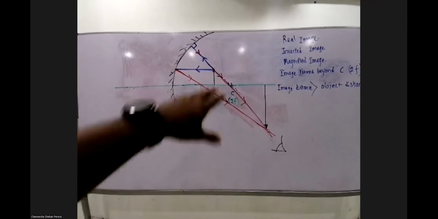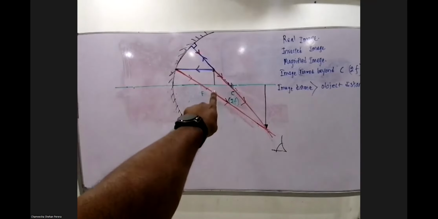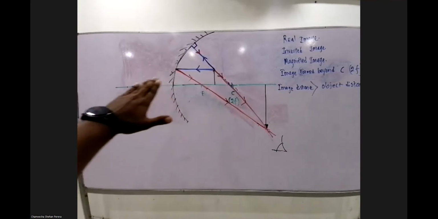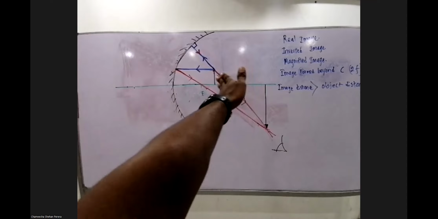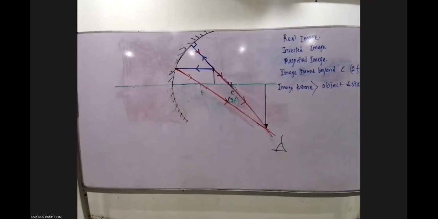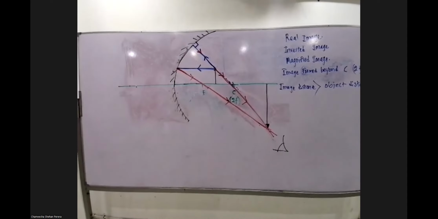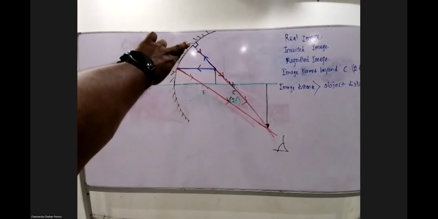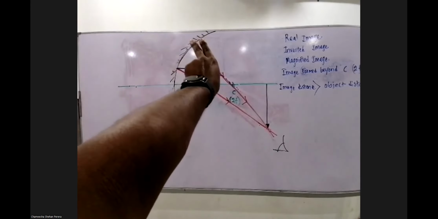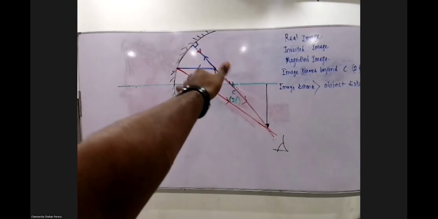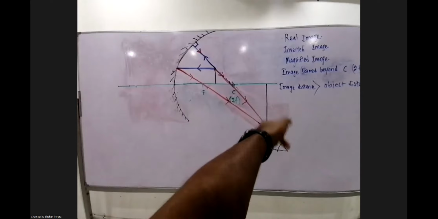We always consider the bottom of the object placed on the principal axis. The object's bottom light ray always goes along the same pathway as the reflected ray. If you want, you can mark it, no problem, but it's not necessary. That's what we considered at the very beginning in the instructions. We consider only two light rays coming from the top of the object, where they get reflected after striking the mirror surface, and where they meet to draw the image.